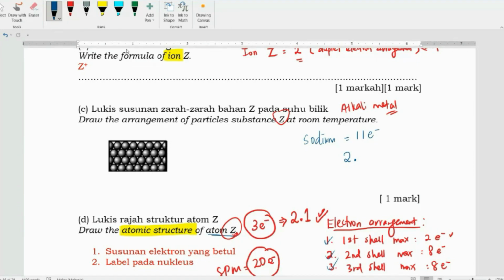9, right? Can I put 9 at shell number 2? Cannot. Why? Because of the rules here, you can put only 8. So you cannot put 9 at shell number 2, you have to put 8 at shell number 2. So how many left? 1. So 1 you put at shell number 3. So your electron arrangement is 2, 8, 1.